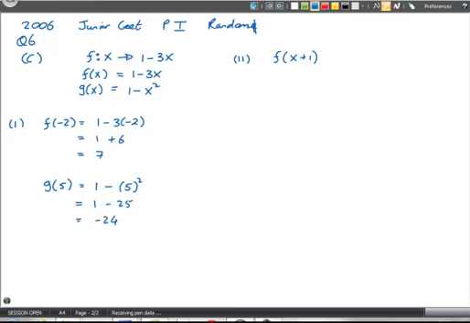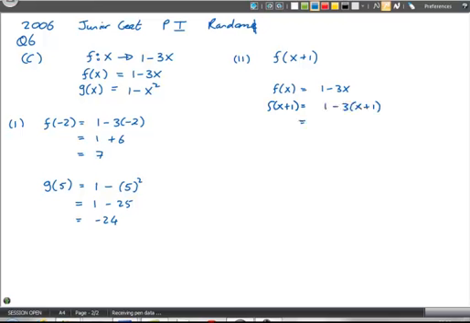Okay, so when we had f of minus 2, it meant sub in minus 2 for x. This question here we have f of x plus 1. It means the exact same thing. Wherever I see x, I put in x plus 1. So f of x on its own is 1 minus 3x. f of x plus 1 is going to be 1 minus 3 by x plus 1.